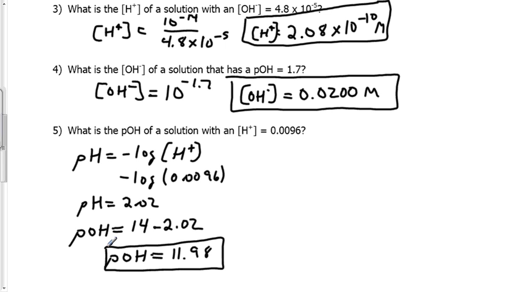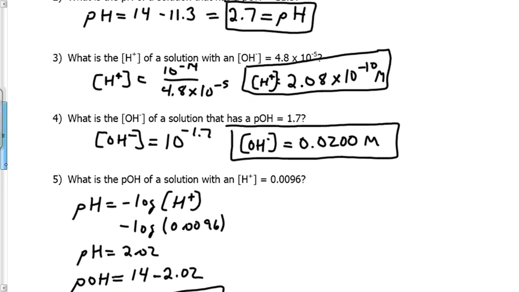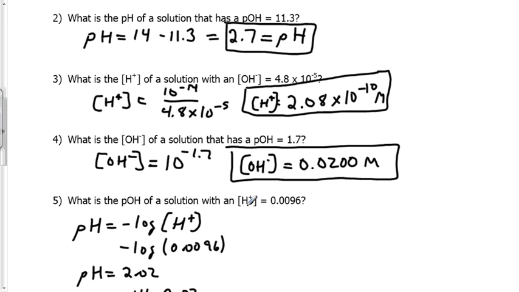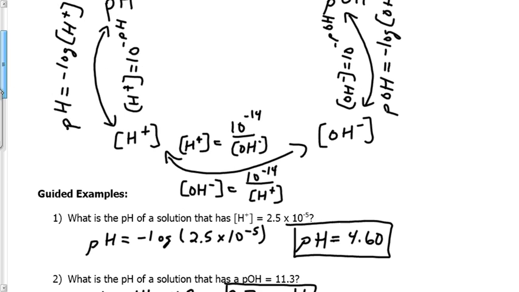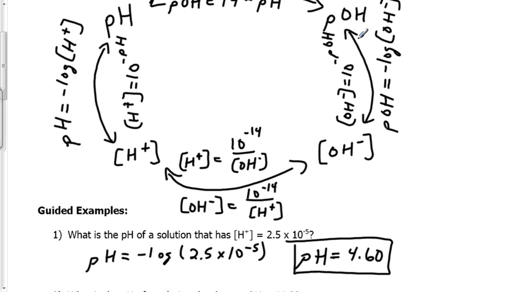Now, if we want to try to go the other way around this map, so before we went from H plus to pH to pOH, we could also go H plus to OH minus to pOH. So if we went this way, on the bottom and then the right side, we would do 10 to the negative 14th divided by the concentration, and then negative log of that concentration.